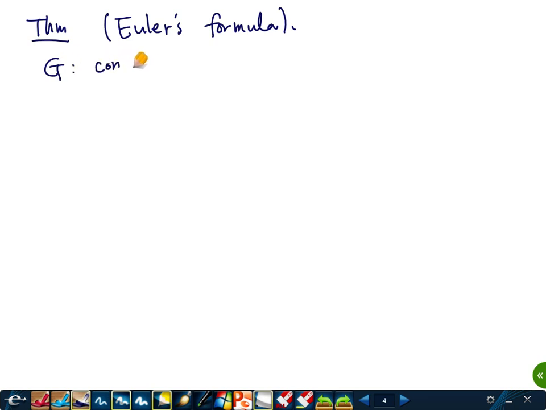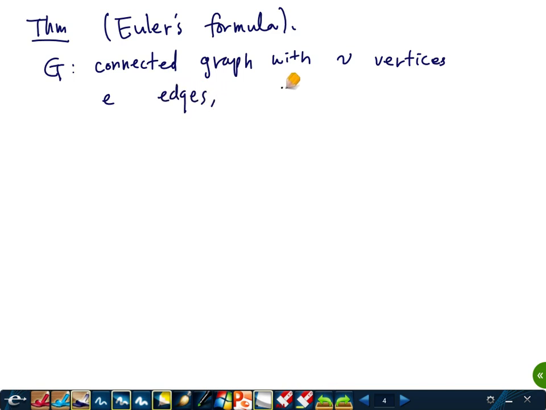All right, so a very useful theorem is this. It's called Euler's formula. So let's say G is a connected graph with V vertices, E edges, and F faces. Then V minus E plus F equals 2.